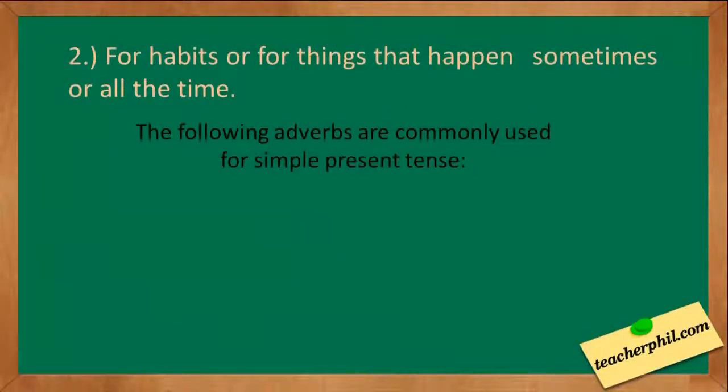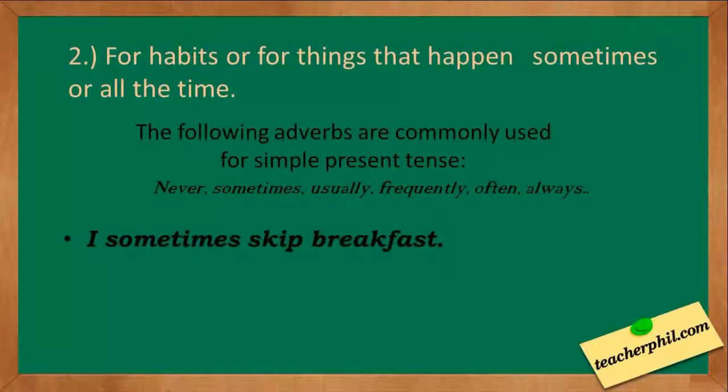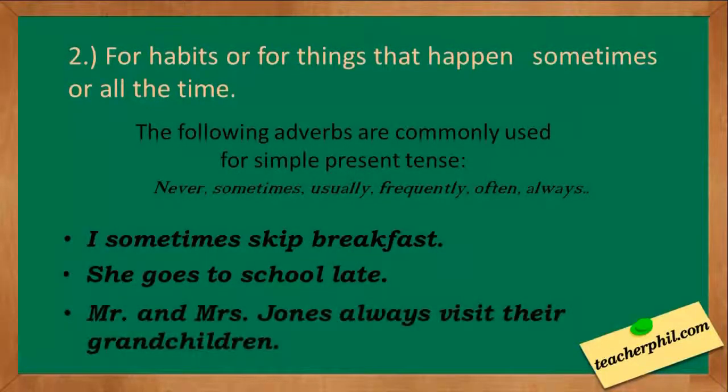Number 2, for habits or for things that happen sometimes or all the time. The following adverbs are commonly used for simple present tense: never, sometimes, usually, frequently, often, and always. Examples: I sometimes skip breakfast. She goes to school late. Mr. and Mrs. Jones always visit their grandchildren.